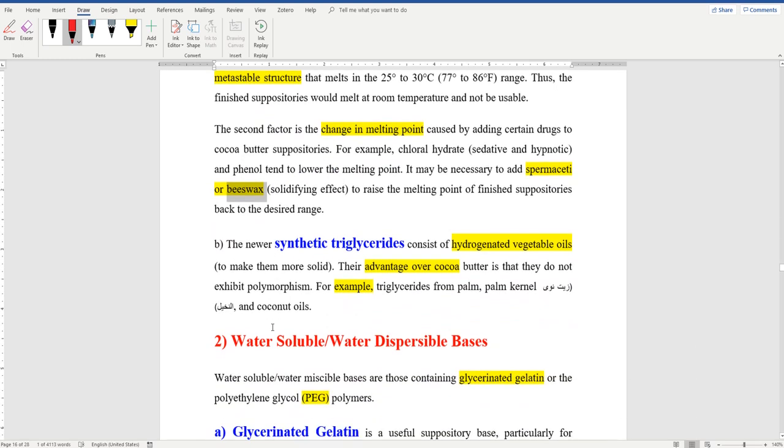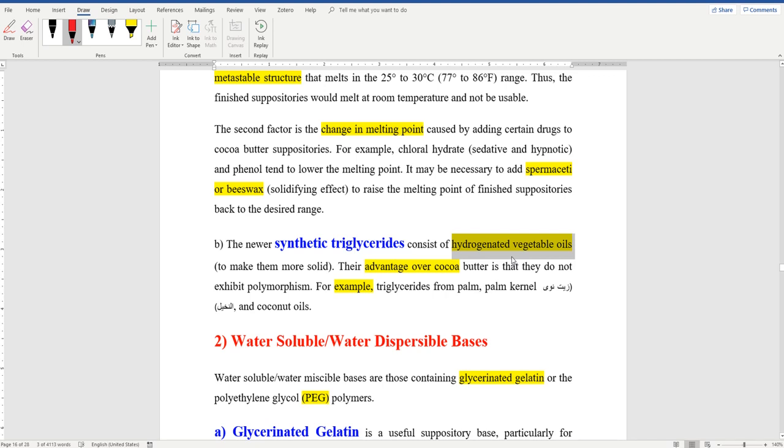Nowadays, because so many developments have happened since the very long time when cacao butter was used, they are using synthetic triglycerides, which are hydrogenated vegetable oils. Why do they use hydrogenated vegetable oils? Why not vegetable oils? Because hydrogenated vegetable oils will be more solid, whereas vegetable oil is liquid. The good thing about the hydrogenated vegetable oil is stability.